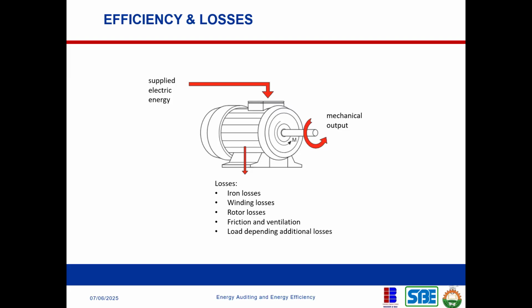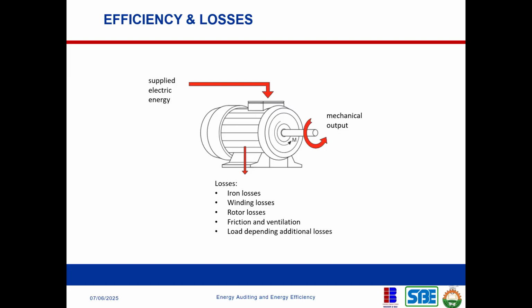So how do losses occur in motors? How does the inefficiency of motors happen? These are the list of the various ways in which this happens. You can see the iron losses, you can see the winding losses. A lot of motors in industry have been gone for rewinding. When you do this, you actually reduce the efficiency from the standard at which it was produced.